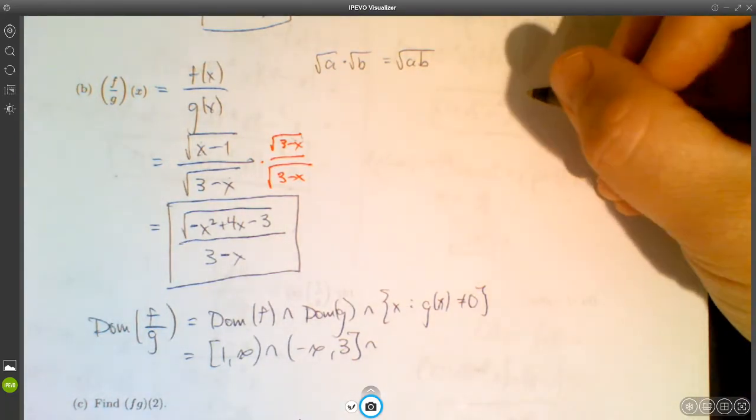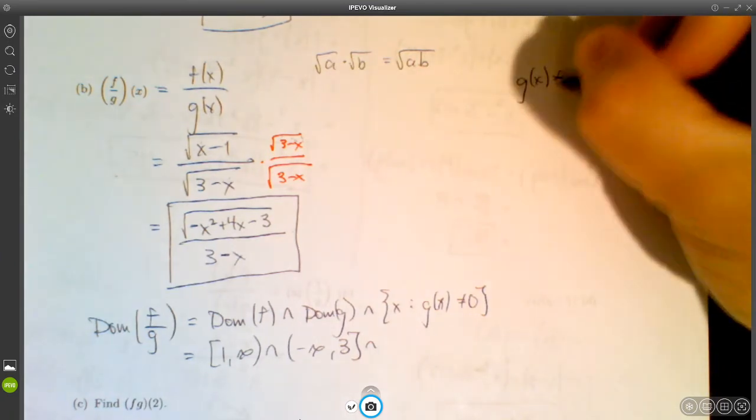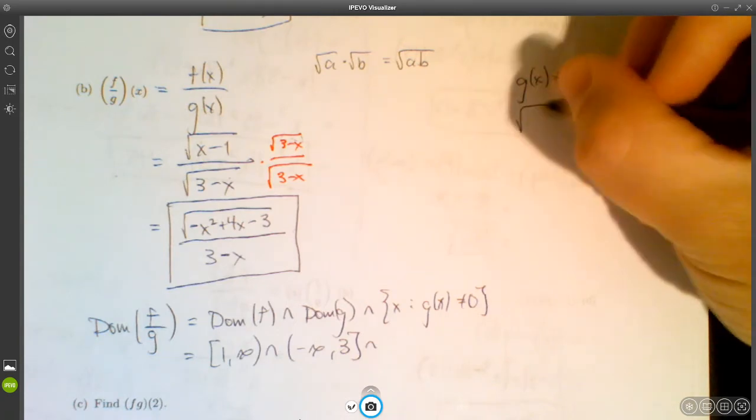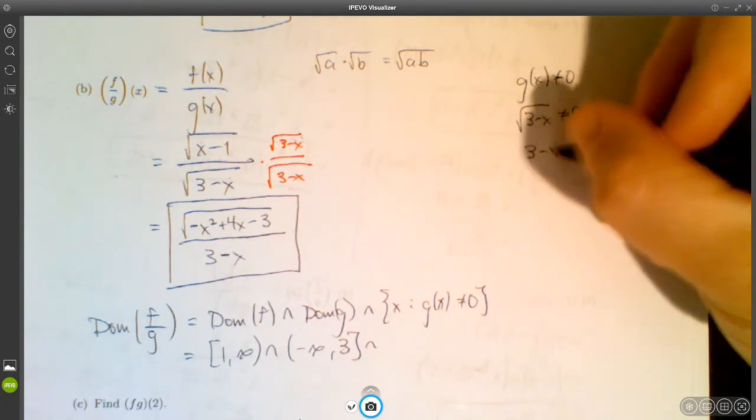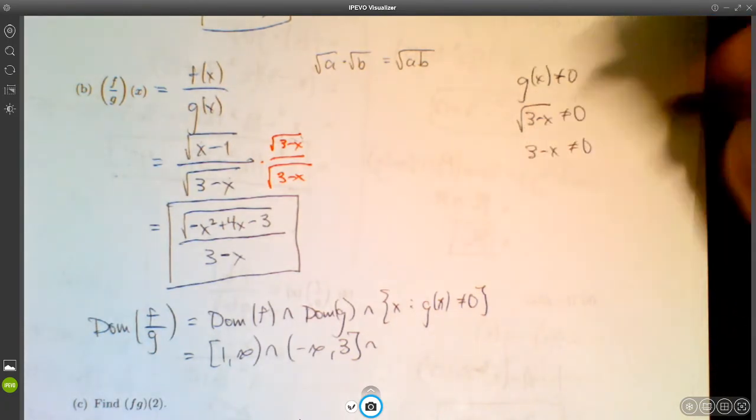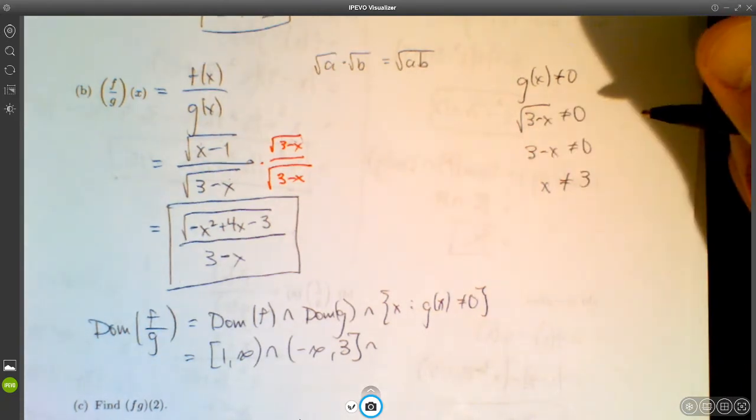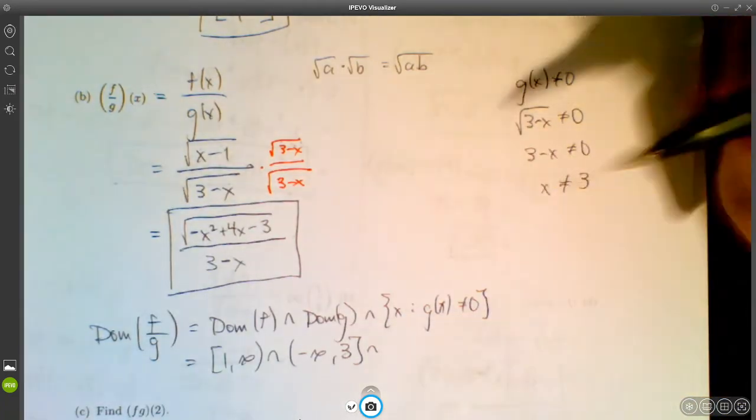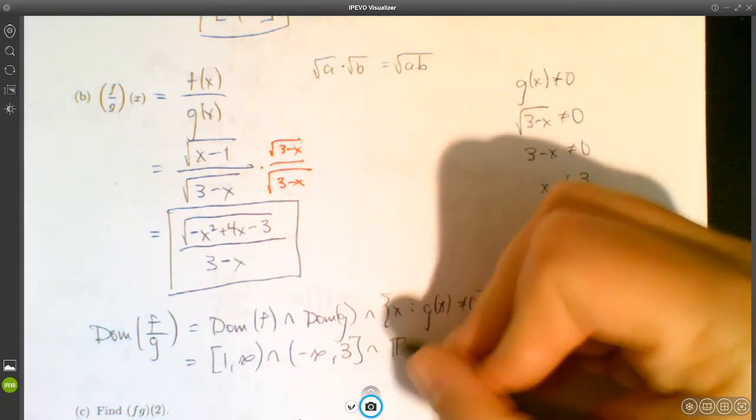So I'm going to do a little bit of scratch work. Okay, so we need g of x to not be 0. That means we need square root of 3 minus x to not be 0. That means we need 3 minus x to not be 0, right? Square both sides. That means we need x to not equal 3. So this set here would be all of the real numbers except for 3.